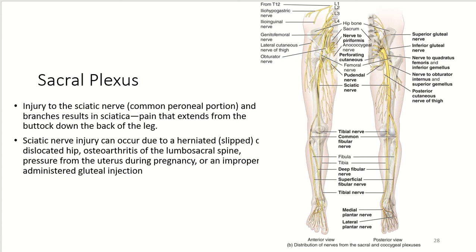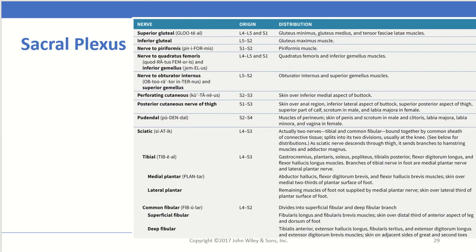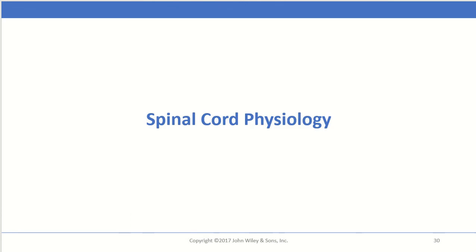Sometimes osteoarthritis of the lumbosacral spine can put pressure on the sciatic nerve, as well as pressure from a uterus during pregnancy, or possibly from an improper administration of a gluteal injection, or a shot in the butt. So all of these things can cause sciatic nerve pain or sciatic injury, which can be quite uncomfortable. So again, here we have our table with all of the parts of the sacral plexus. So let's look for a little bit now at the spinal cord physiology.